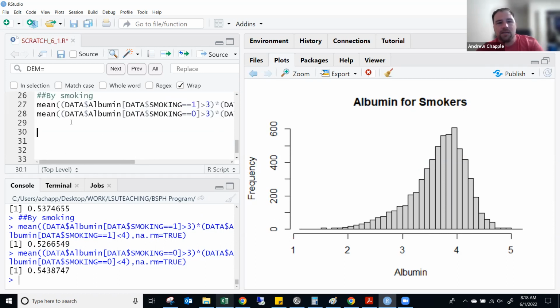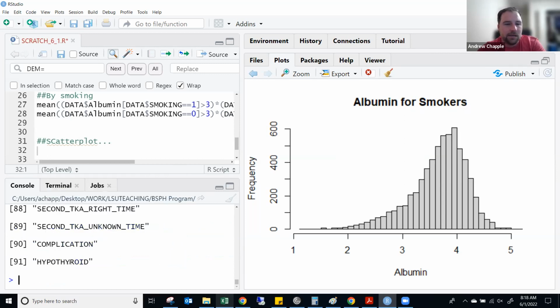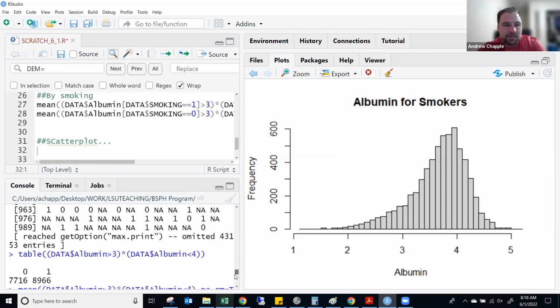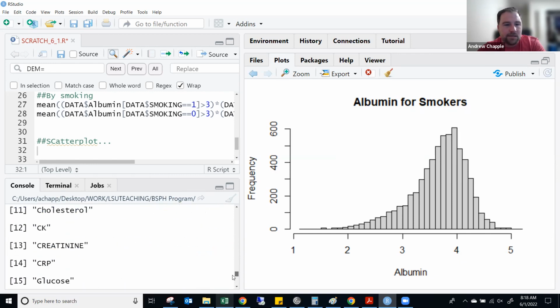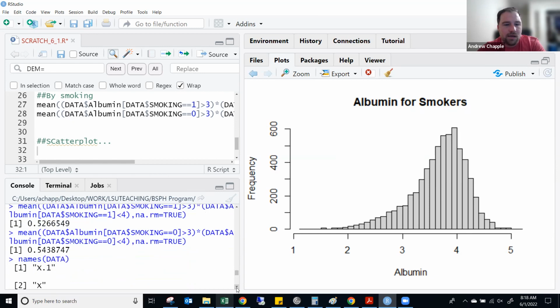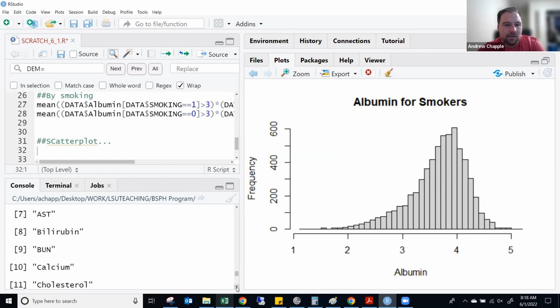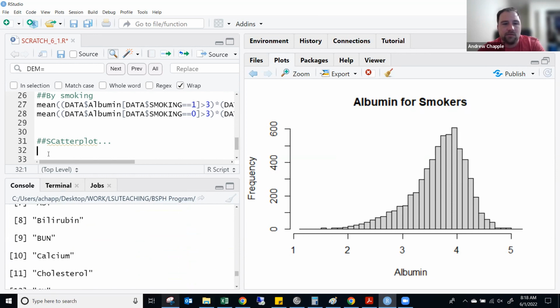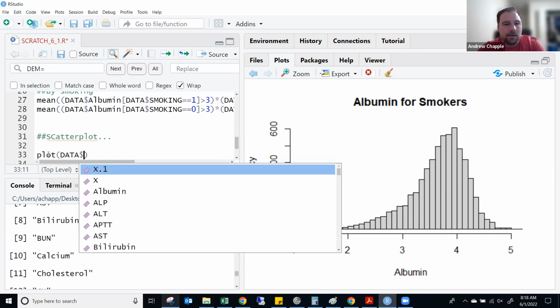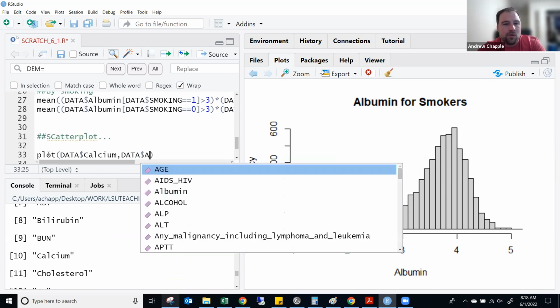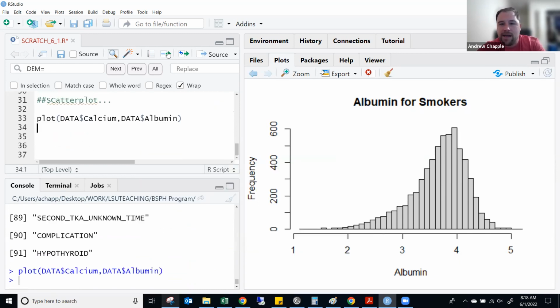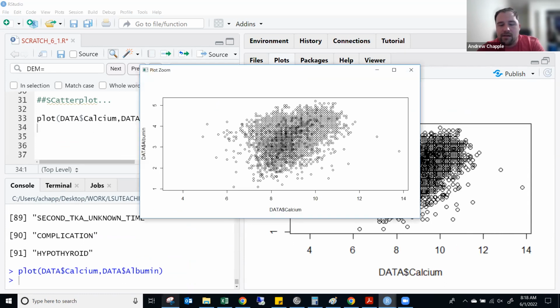I could also do something like maybe I want to do a scatter plot of 2 different lab values. So let's look at the names of my labs, names data. I have a whole bunch of data sets here, but maybe I want to look at the relationship between albumin and, let's say, calcium. I can say plot data calcium, data albumin, and this is just a basic plot. I'll add things later. You can see this is my plot. There's some kind of increasing trend, right? It looks like as calcium increases, so does albumin.